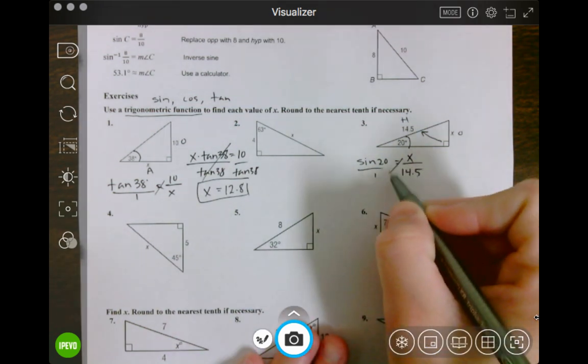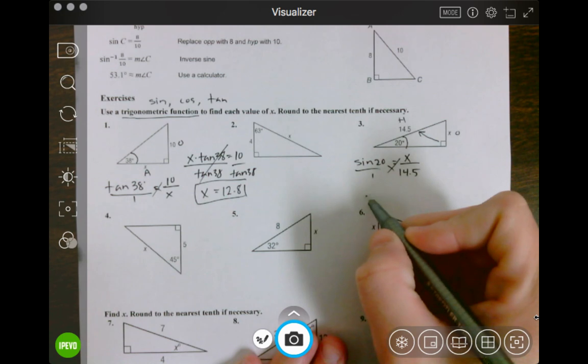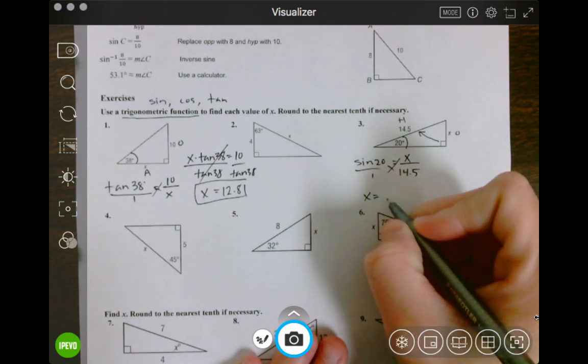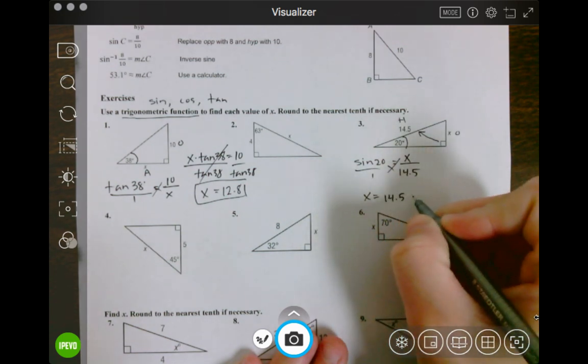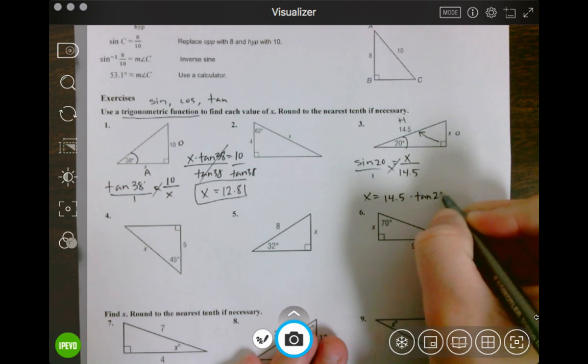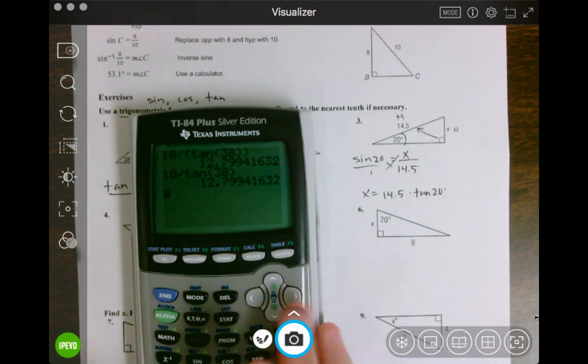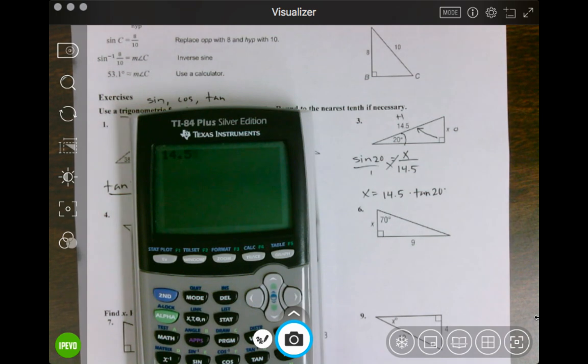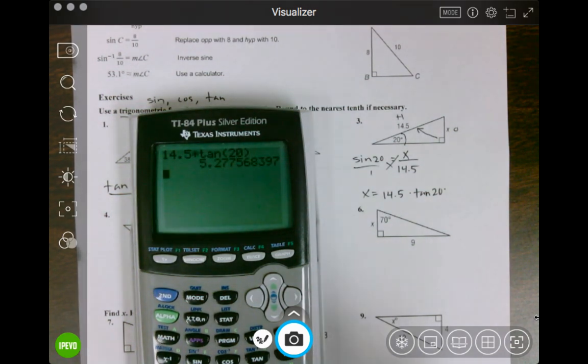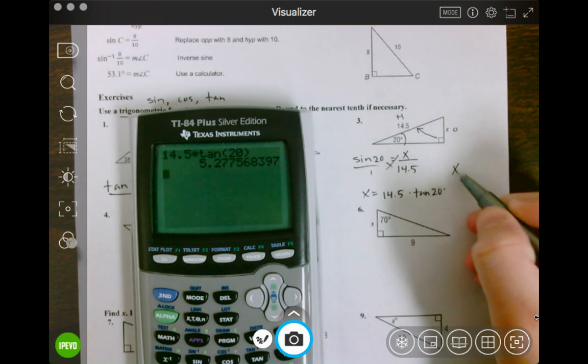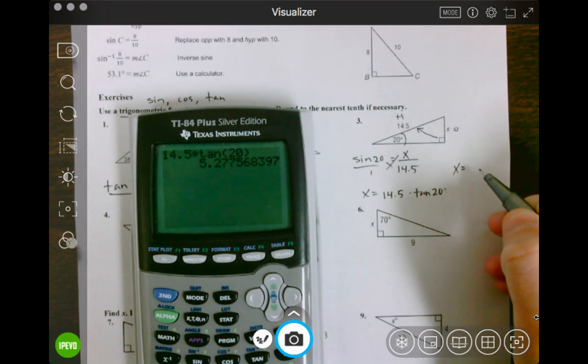Cross multiply, and we don't have any dividing to do over here because you get x equals 14.5 times tangent of 20 degrees. So we don't have to divide there. So we'd have 14.5 times tangent of 20. And that's what we would get. So x would be 5.3.